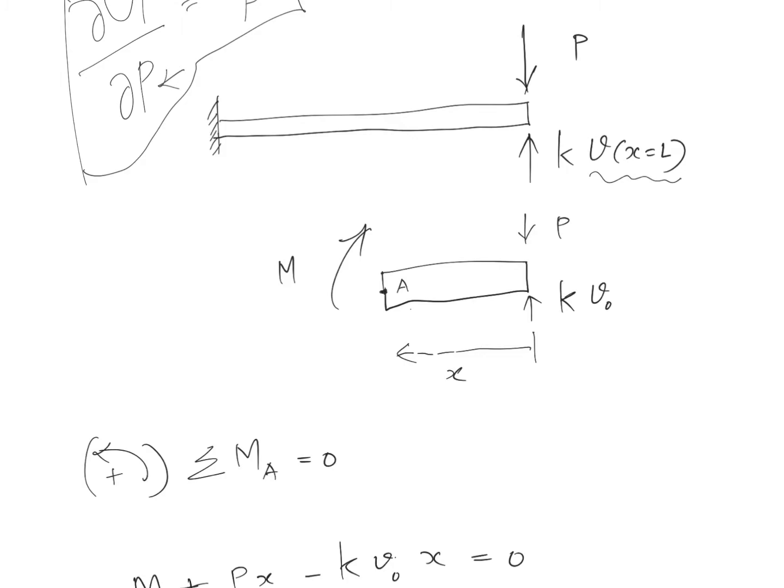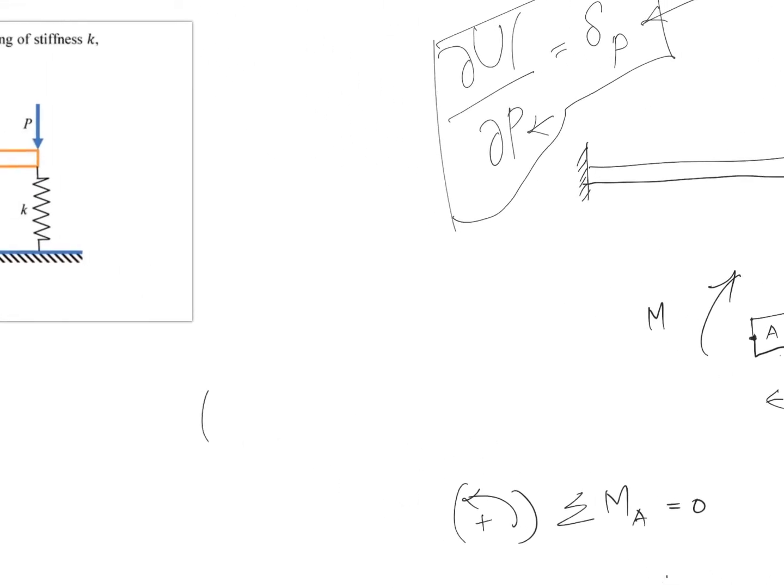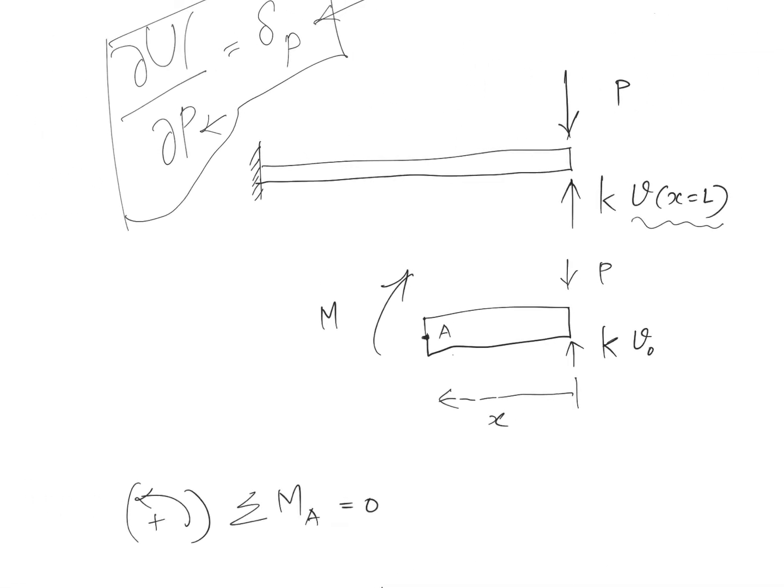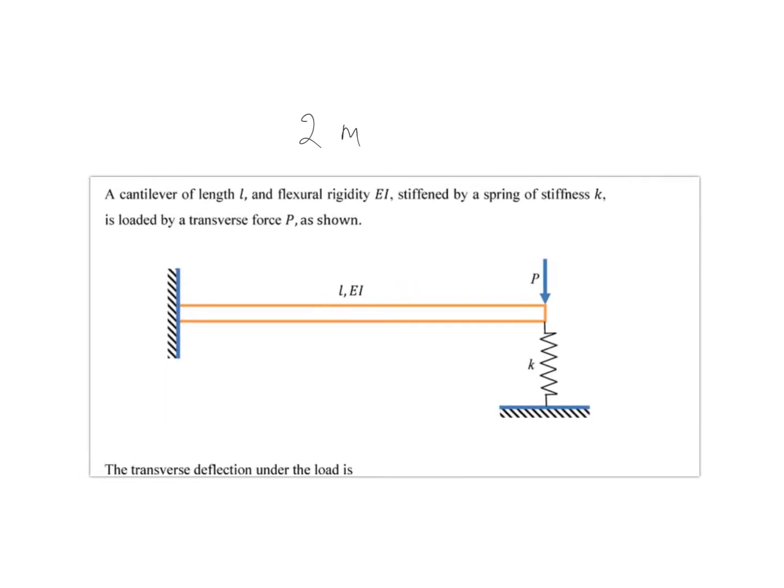What I'm interested in is finding the bending moment. The reason is pretty simple, because the total strain energy in this system is composed of two things. One is the bending energy of the beam, and then there will be some energy stored in the spring as well, which will be given by half K times V0 square, where V0 is the amount by which this point moves. Make sense?